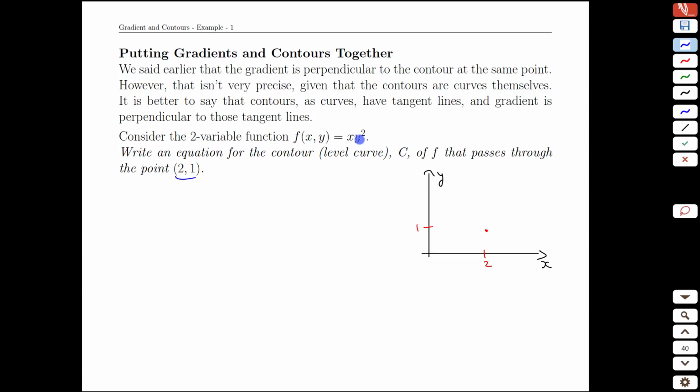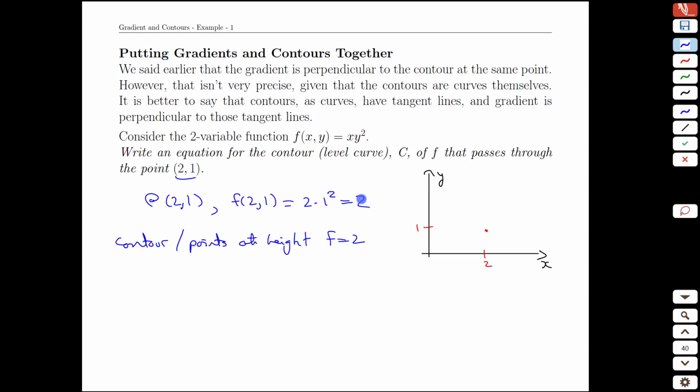What contour is that? Well, at the point (2, 1), we're going to have f(2, 1) equals 2 times 1 squared, which is equal to 2. So we are interested in the contour or the points at height f equals 2. All right, let's go track those down. So what we're going to do is set our height to 2, and then we'll use our function x y squared, and we're going to work with that to try to get some kind of graph that we can draw.